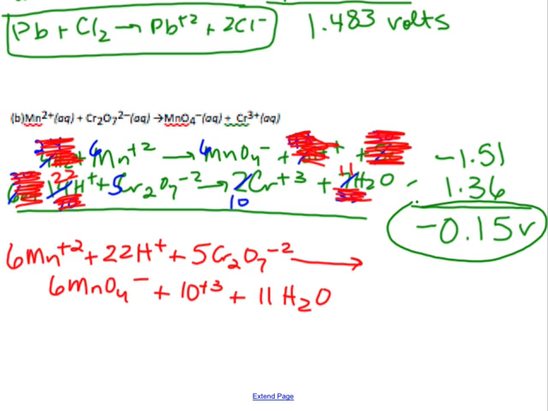Do a spot check. When you have a balancing one that's this ugly, pick an element and ask yourself, is that balanced? Oh, my Mns are balanced. That's good. Chromium. It's a 10 plus 3. Do we have 10 chromiums on the other side? Yep. And then the last thing I like to do is just check the overall charge.